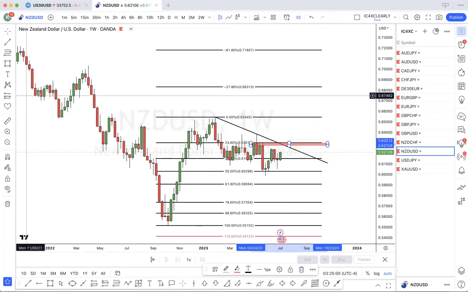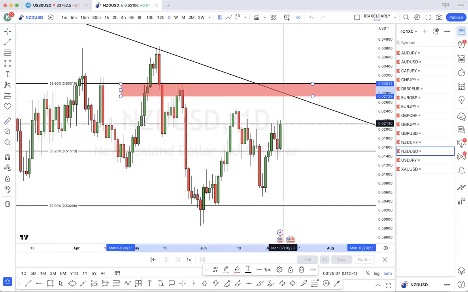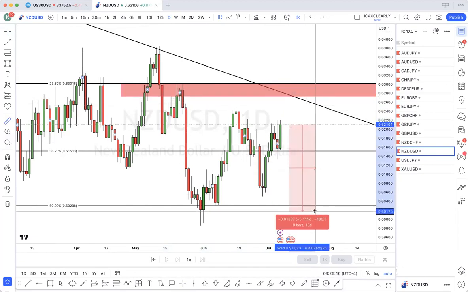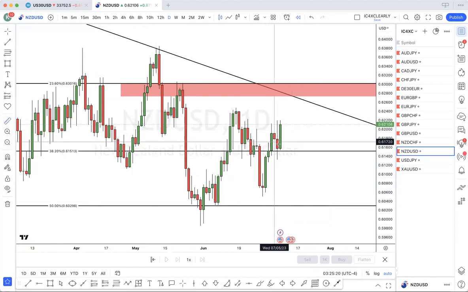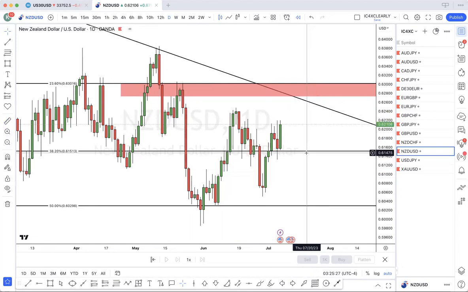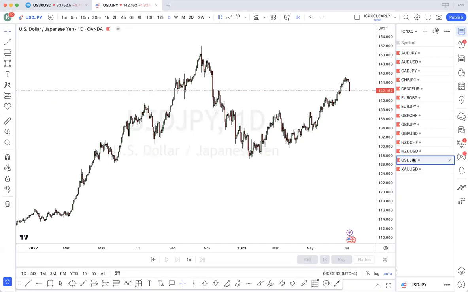So this could be a buy up or a sell down. You can just go there, or it can tap into this order block and then sell down. And it puts us up 50 pips. Okay, so that's NZD/USD.